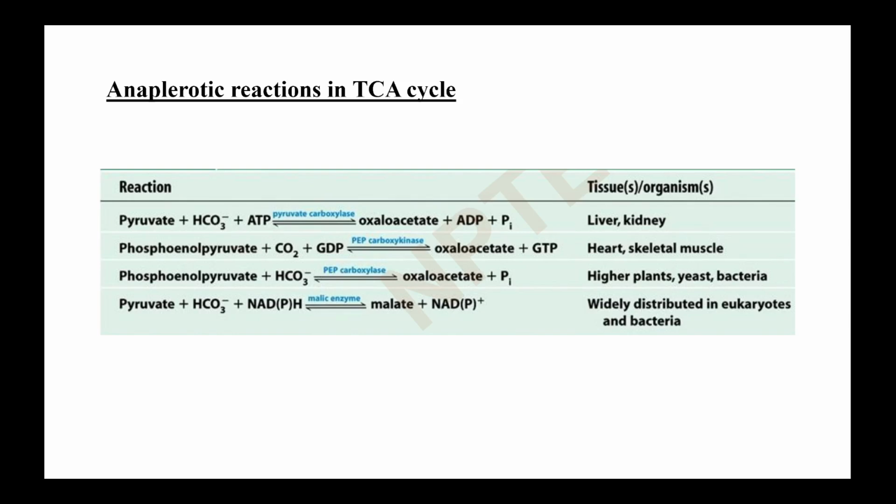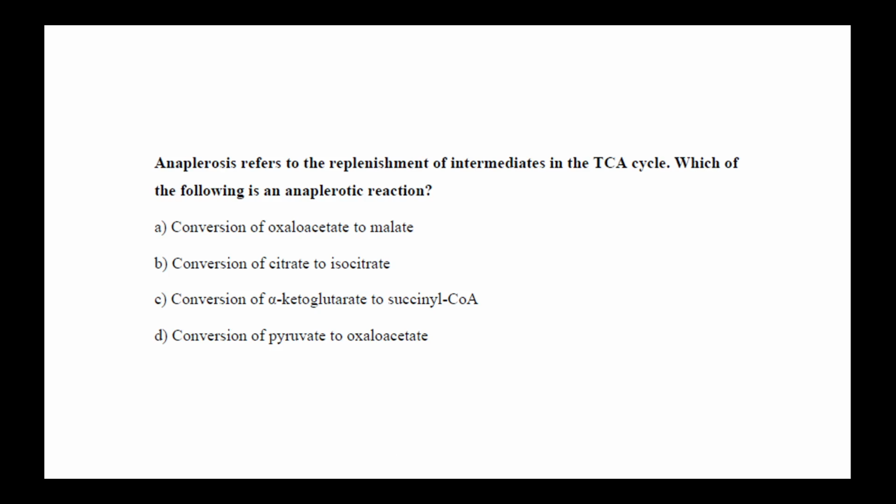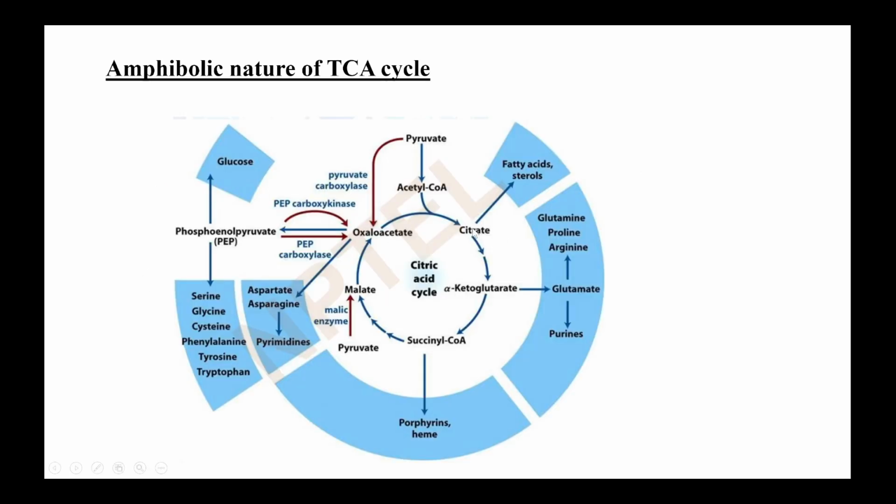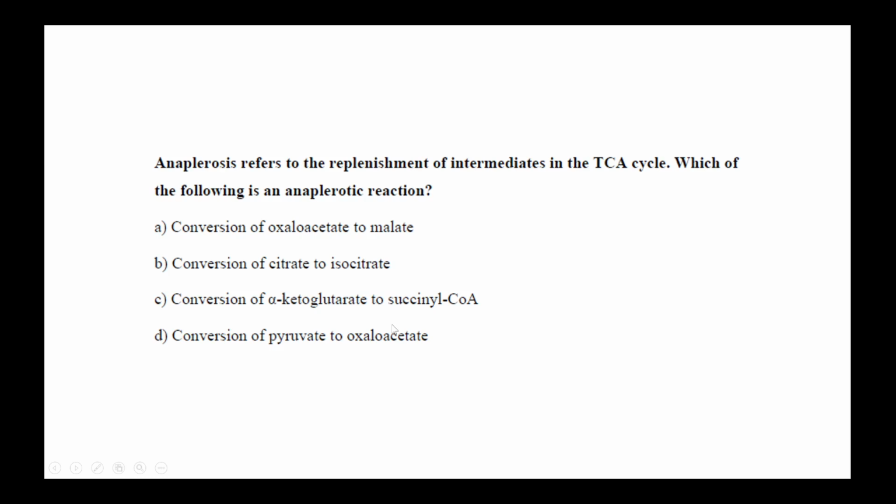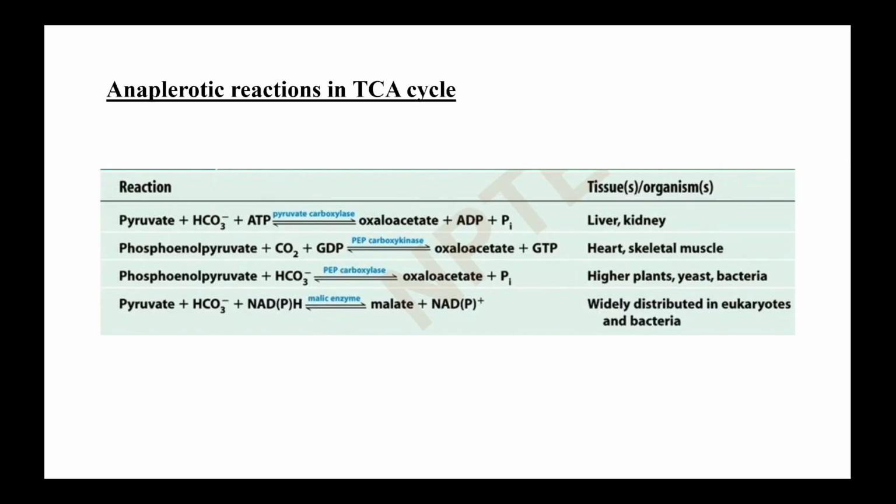So these are four anaplerotic reactions in TCA that can replenish the intermediates of the TCA cycle. Once oxaloacetate is replenished, all the other things can easily be replenished by combining with acetyl coenzyme A. Or if malate is replenished, malate can become oxaloacetate, and then other things can be replenished easily. So that's how the intermediates of TCA cycle are replenished.